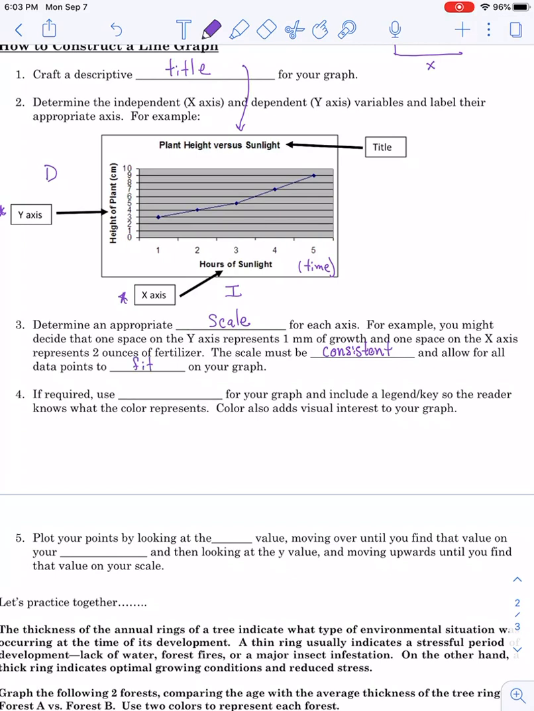It's never fun to come up with a scale only to find that the next data point either falls off the end of the X or is too high for what you've put as a scale on the Y. And then you have to erase everything and start over. So it's best to figure out the scale in advance so that you know once you've plotted all the data points, they're going to fit on your graph. If required, use color for your graph and include a legend or a key so the reader knows what each color represents.